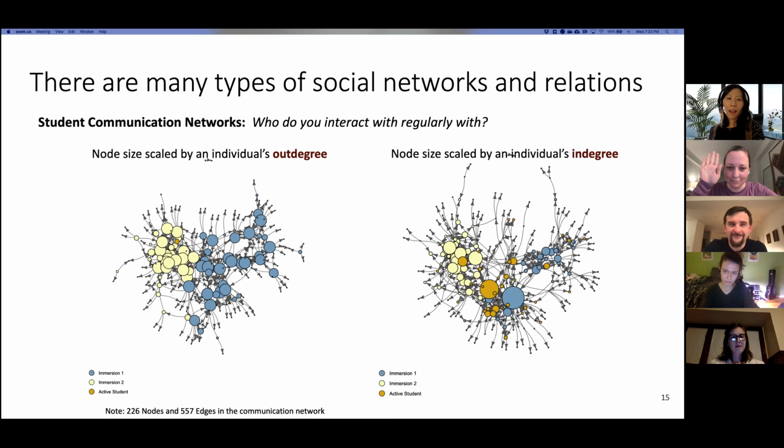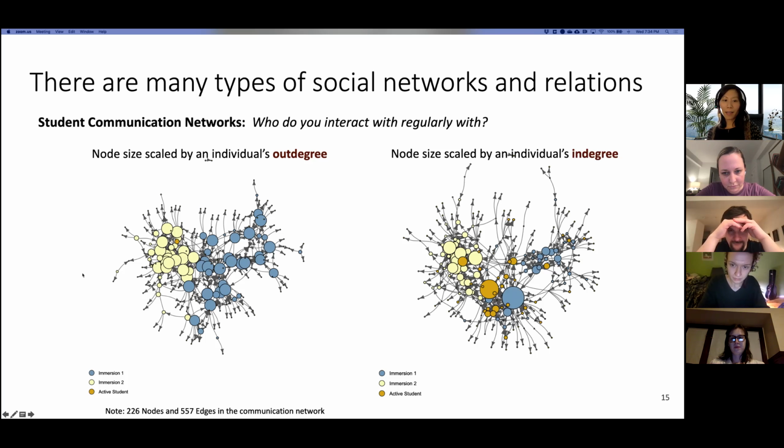And so this is just to show that there are different visualizations of a network that can convey different information. On the left-hand side here, the nodes are sized by each person's out degree. And you can see that exact same network is pretty different if you think about people's in degree. The node size on the right-hand side is sized by people's in degree.